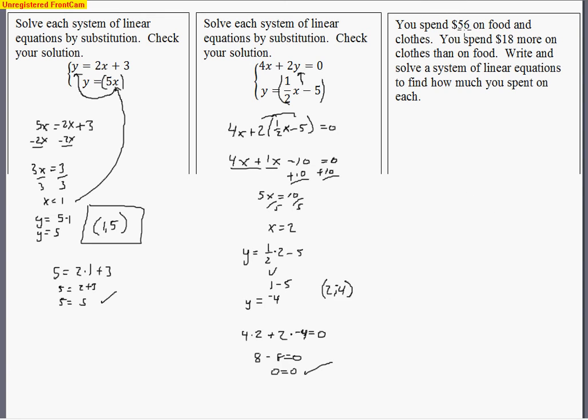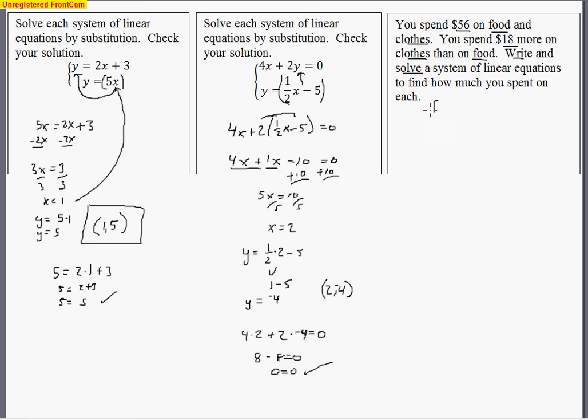You spend $56 on food and clothes. You spend $18 more on clothes than food. Write, solve. Those are the two things we need to do to find out how much you spend on each. And so we're trying to write a system and then solve the system. So we first need to define some variables.